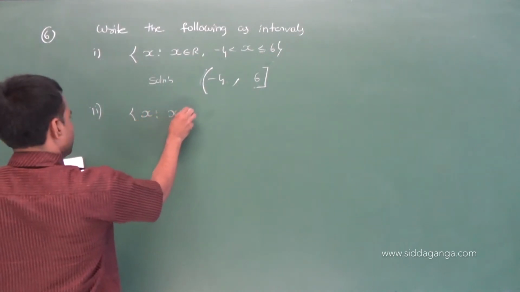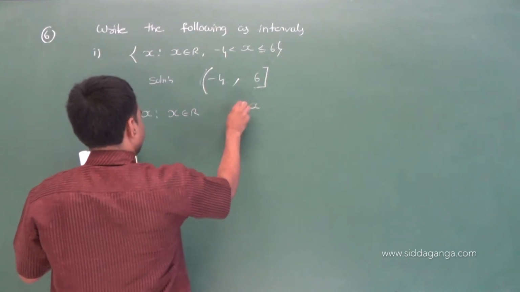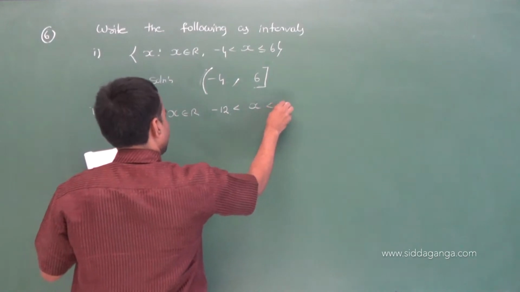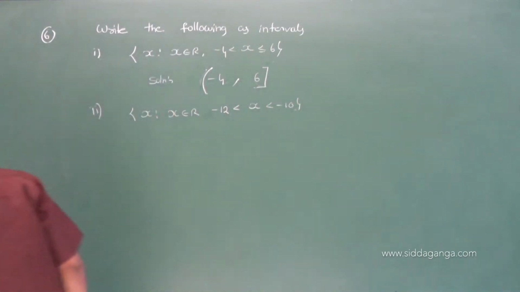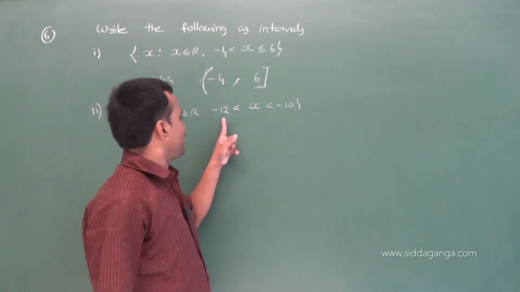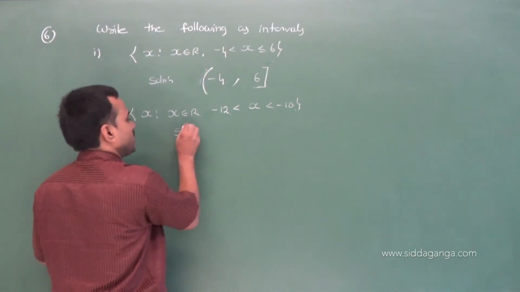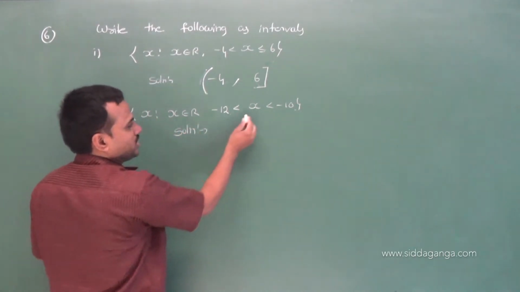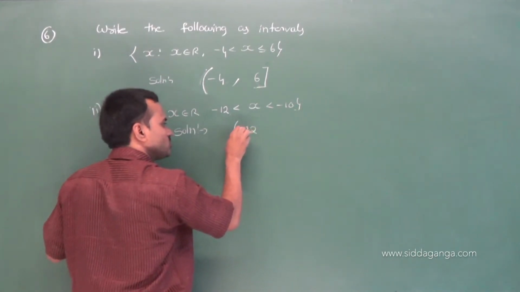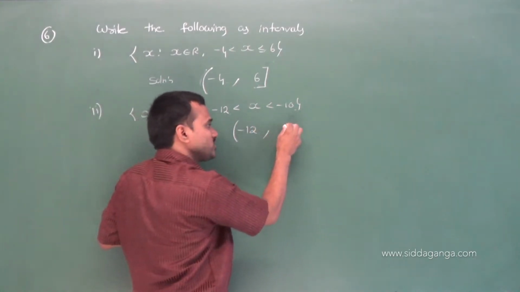X such that X belongs to R, X greater than minus 12, less than minus 10. So we have to write in between minus 12 and minus 10. So you know the answer. X greater than minus 12, minus 12 is excluded. Minus 12, comma, less than minus 10. Minus 10 is also excluded.